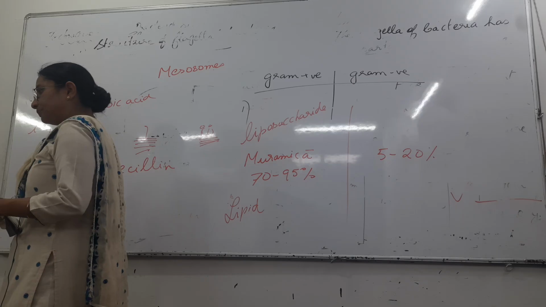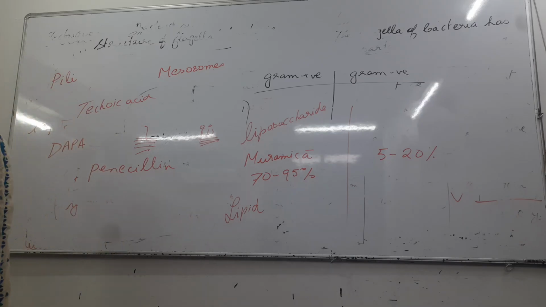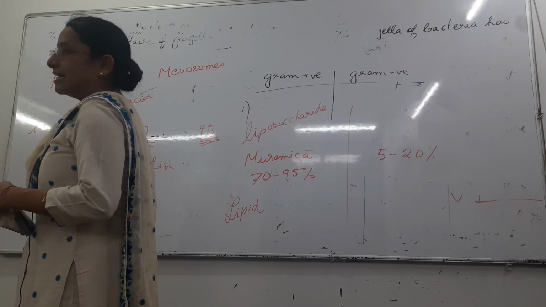Next point. Basal body has 2 rings only. Basal body has 2 rings only. What we are talking about is the flagella, right?